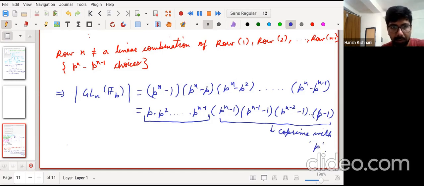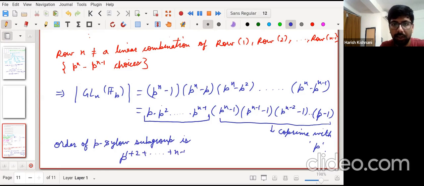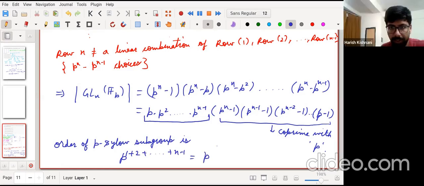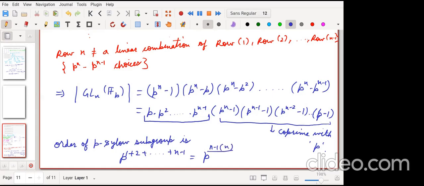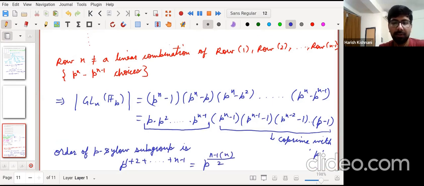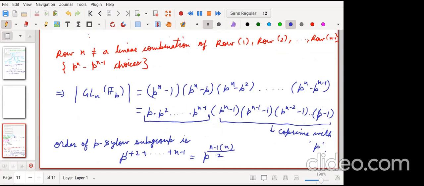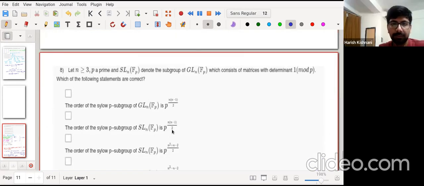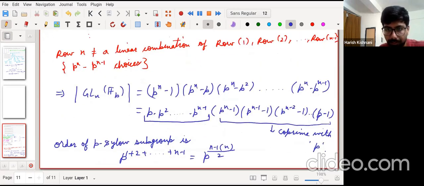So the order of the Sylow p-subgroup is just p raised to 1 plus 2 plus so on to n minus 1, right? Only this part. Yes, Shalini. So it's n minus 1 times n upon 2. Just the sum of natural numbers, n times n plus 1 by 2. So here our n is n minus 1, and n by 2. Okay, so this option is correct, the first one. I have put the bracket in a very wrong manner. It should be here. Otherwise, it would be n minus 1, that is 0.